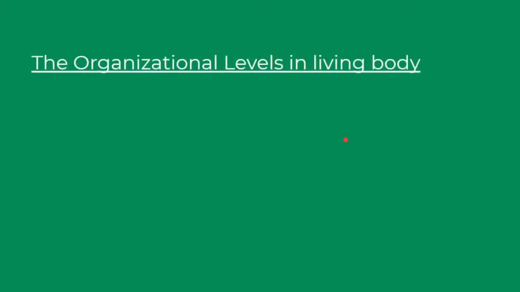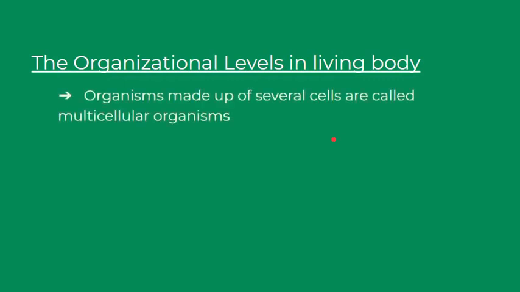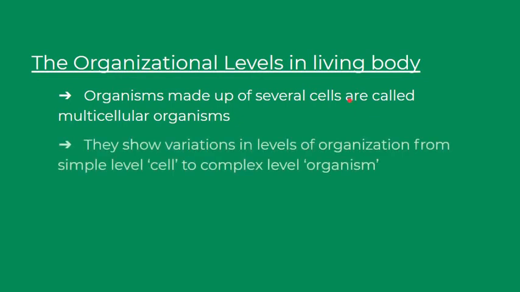Now, we are going to talk about the organizational levels in the living body. As I had said earlier, we will be starting to get a clearer understanding about multicellular organisms. Multicellular organisms are the organisms made up of several cells. They show variations in the levels of organization from the simple level of a cell to a complex level of an organism. Now, these levels of organization are what we are going to discuss.